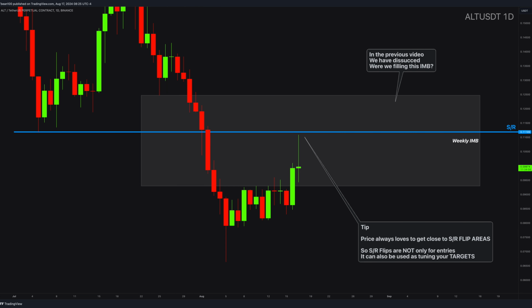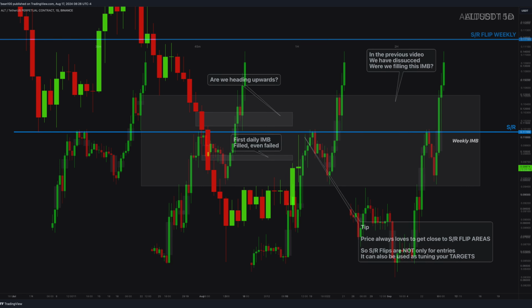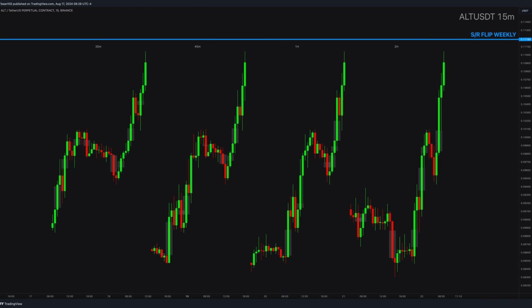When I look at the daily, we were filling these tiny imbalances and buyers gained full control here. They pushed this coin as high as possible. Now all this is great, but we need momentum to trade. Let's take a look. Okay, what do you see here?